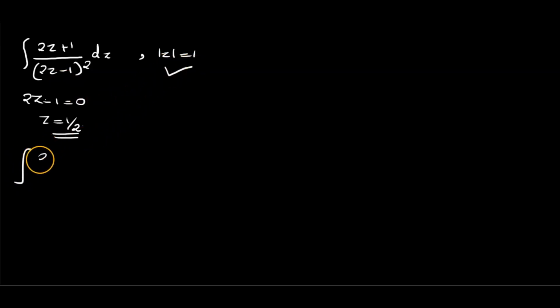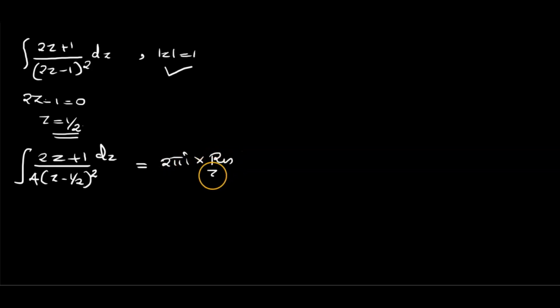So we can write it as (2z plus 1) dz divided by, take this 2 outside. Note that this is square, so 2 square outside, that means 4 outside. We get (z minus 1 by 2) whole square. So z equal to 1 by 2 is a pole of order 2. Not a single pole, this is a pole of order 2. So this is equal to 2 pi I into residue at z equal to 1 by 2 of f of z.